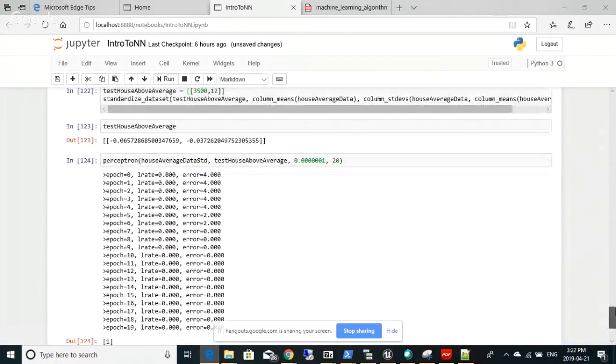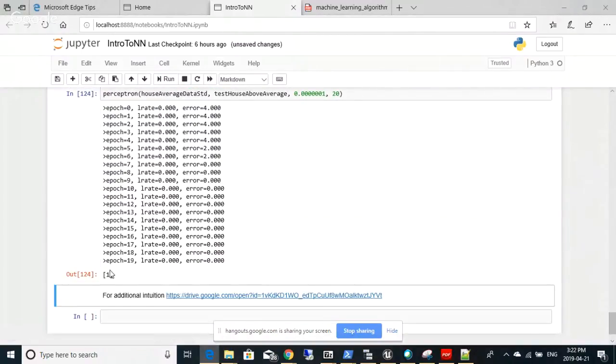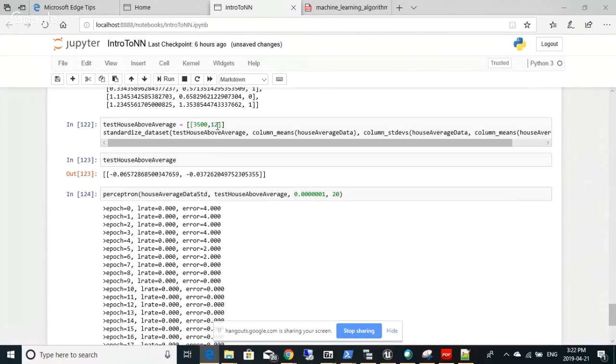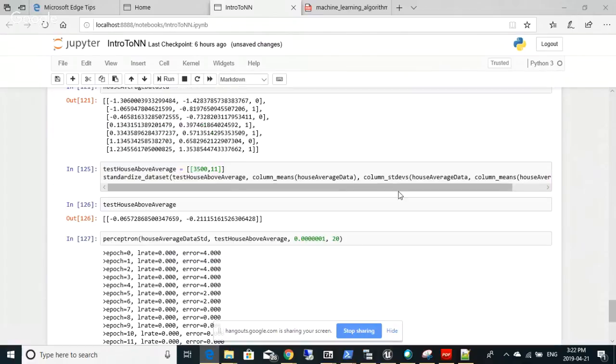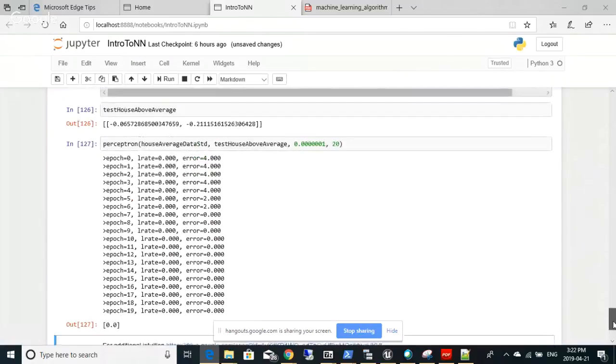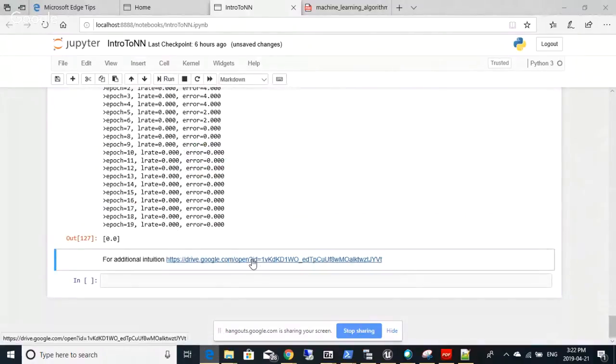And you can see we converge very quickly, after 7 epochs. Essentially, there's no more error. And it says this is above average, which is true. And I believe if we take it down, it will be below average. Yeah.